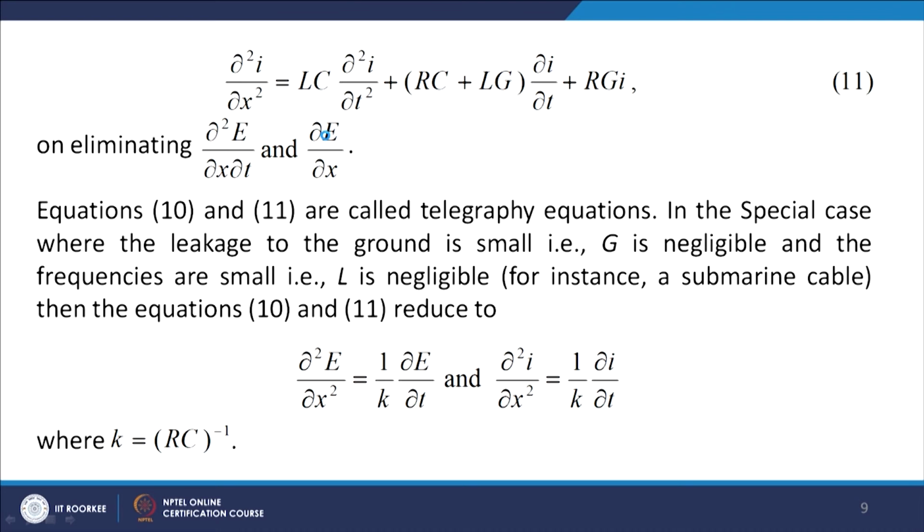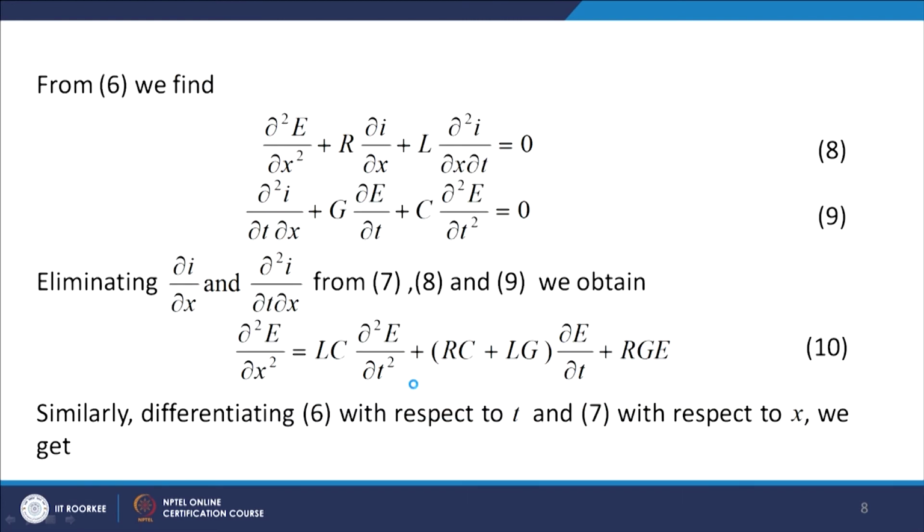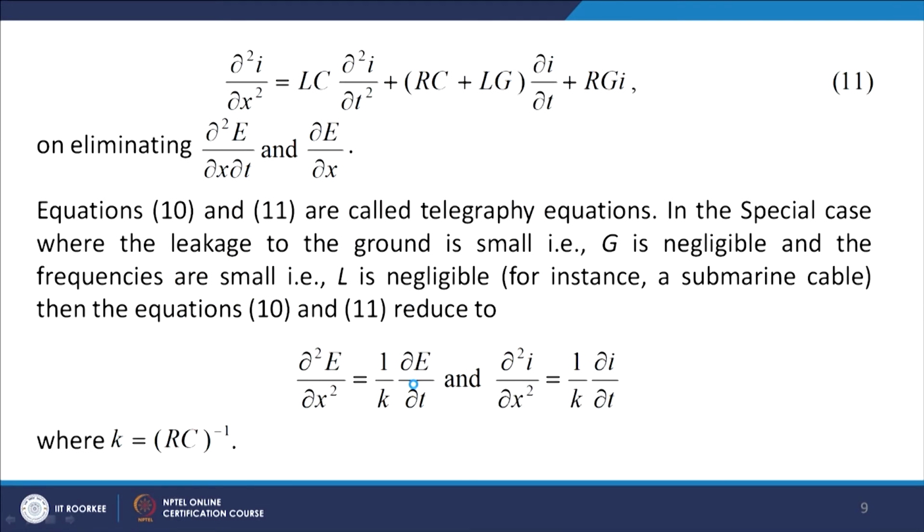So, taking G and L to be 0, the equations 10 and 11 reduce to these equations. From this equation, if you put G equal to 0 and L equal to 0, this term will vanish and this term will vanish. We will have delta square E by delta x square equal to R C delta E by delta t. And in the other equation, when you put G equal to 0 and L equal to 0, this term vanishes, G is 0 so this term vanishes, and this term vanishes. So, we get delta square I by delta x square equal to R C times delta I by delta t.